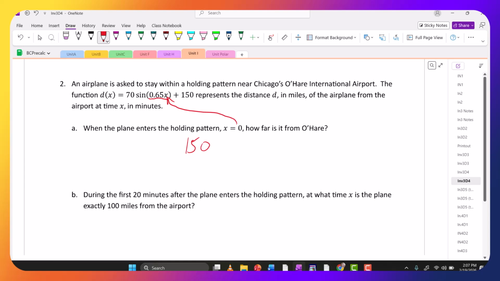During the first 20 minutes after the plane enters, at what time X is the plane exactly 100 miles away from the airport? This is the same. I'm not going to do it. You plug in 100 here, and you find those intersections. This would have to be a calculator because it doesn't turn into values on the unit circle. So it's the same exact thing I did in the last question.